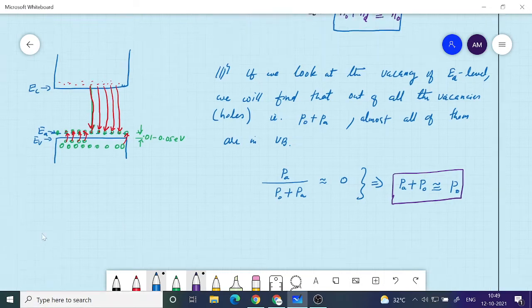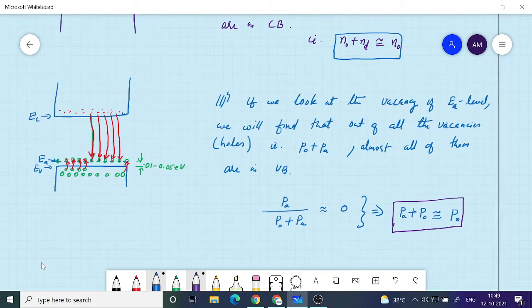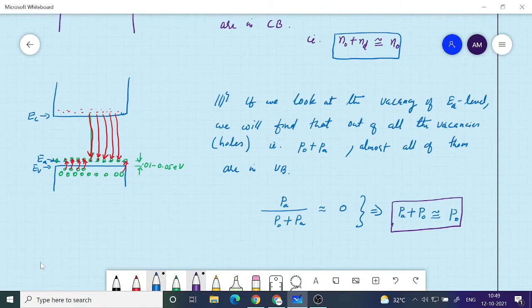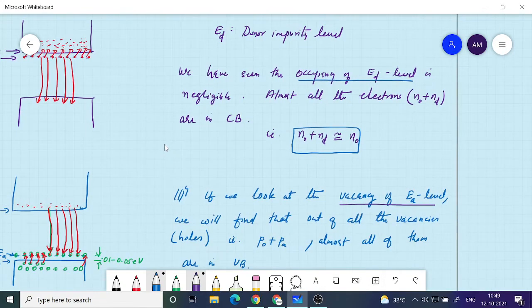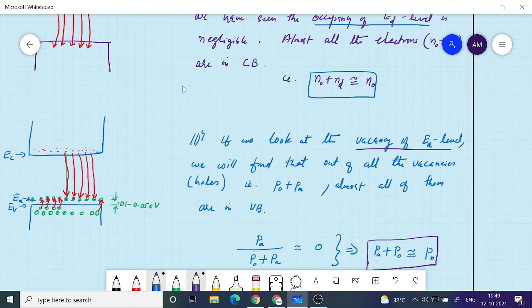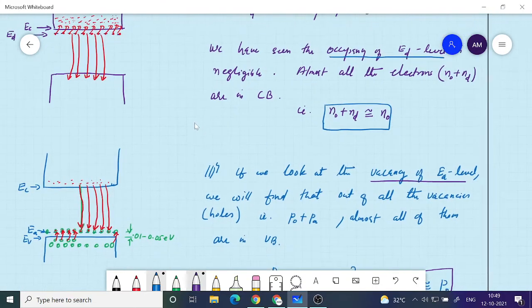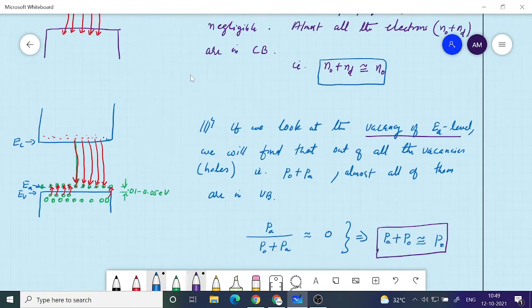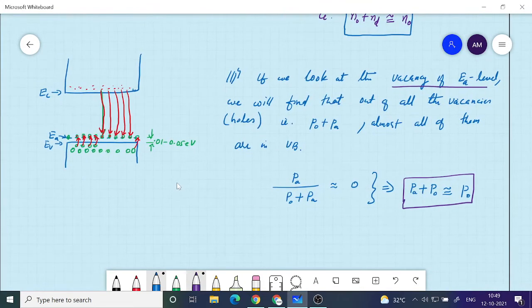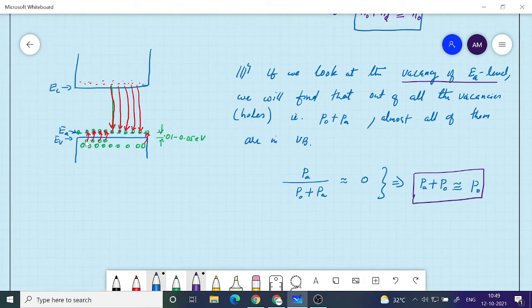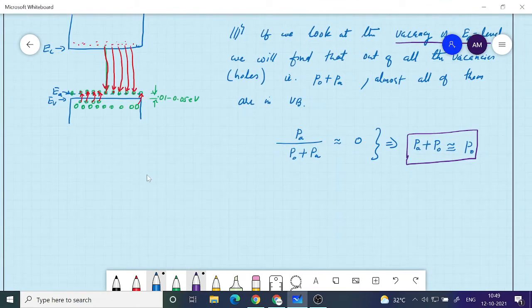The only difference is that we are looking at the vacancies here. Vacancy of the EA level is the difference. Earlier we looked at the occupancy of the ED level. The occupancy of the ED level and the vacancy of the EA level are alike. The vacancy here is going to be very small. It is going to be occupied very much. So what does that mean?